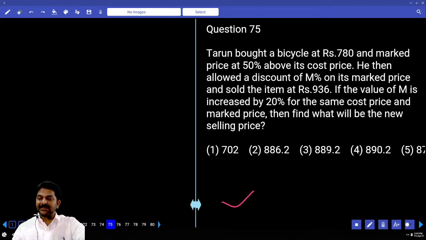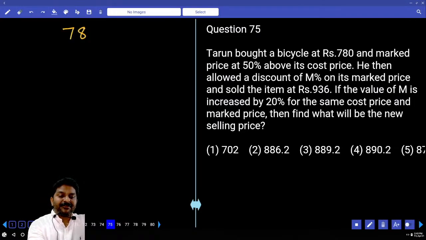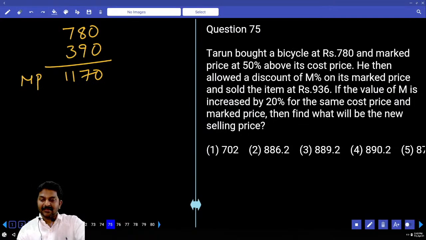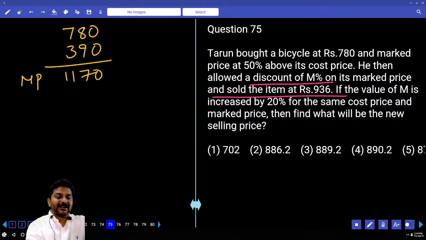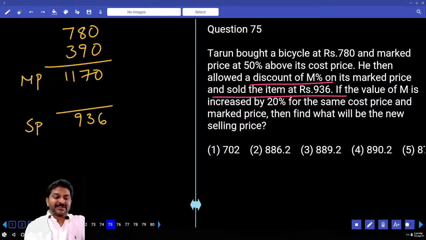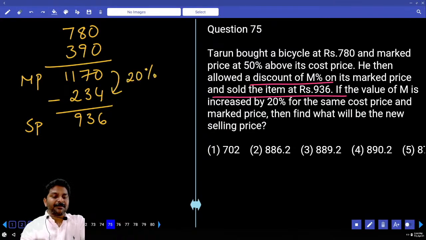Tarun bought a bicycle at 780 and marked the price at 50% above its cost price. That means 50% of the given number, which is 390, so the market price is 1170. Is that okay? And gave a discount of m percentage on its market price and sold the item at 936. So when the selling price is mentioned as 936, how much discount is offered here? 234 discount is offered, which is 20% of the market price only. So the m value is equal to 20%.